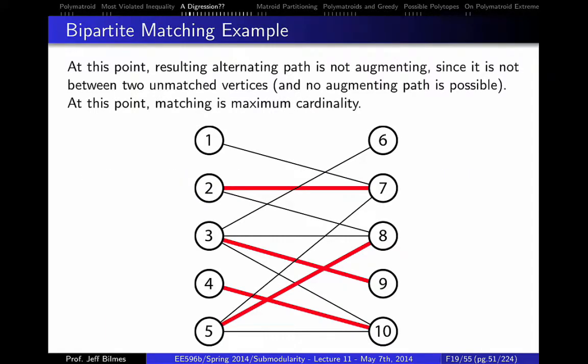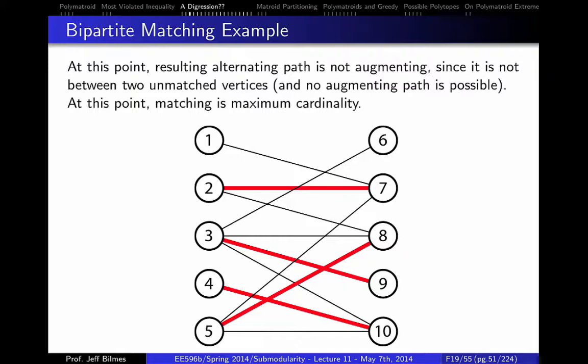And the theorem in bipartite matching states that the condition of a maximum cardinality matching is the same as the condition that there exists no augmenting path. So what this means is that in this bipartite graph, the maximum cardinality matching is of size 4.